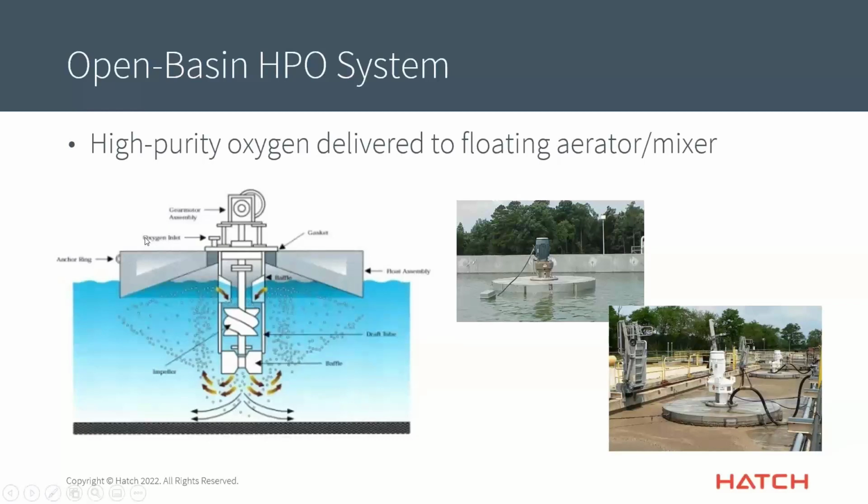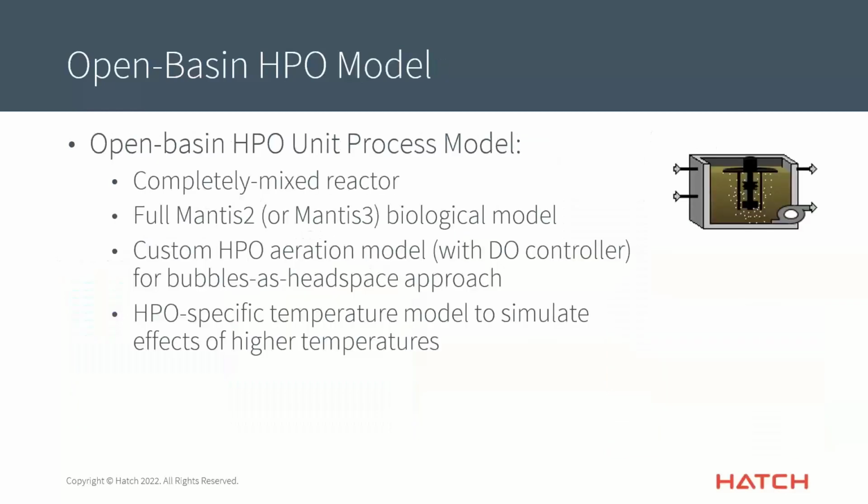What's happening is it feeds oxygen into this system. This is an impeller here, and it is mixing the water and the bubbles together in a circular motion to keep the entire volume of the high purity oxygen gas below the level of the surface. That way you keep the bubbles trapped down there. You get a high rate of oxygen transfer because you've got a very high concentration of oxygen in the bubbles themselves. So we were asked to put together a model of that, and that is the Open-basin HPO model in GPSX. It has a couple of extra features that are a bit unique.